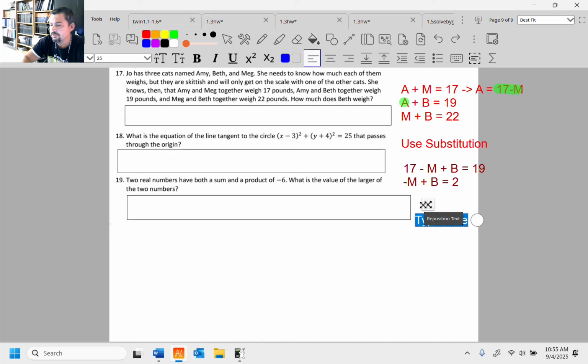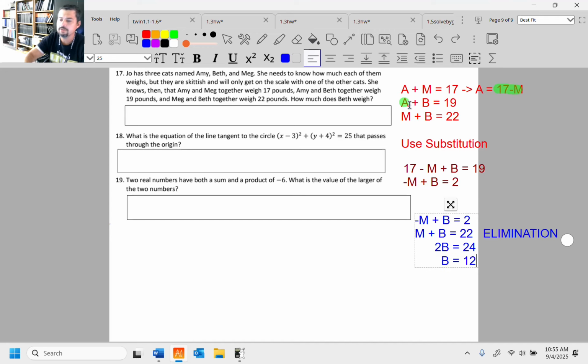I take that equation, negative M plus B equals 2, and I've got this third equation that says M plus B equals 22, and suddenly I can use elimination. That was my end goal here. So I start off with substitution, then I go down to elimination. If I just add down, there will be no M's. There are 2 Beths, and together there are 24 pounds. And if I divide by 2, I find that Beth is a 12-pound kitty cat.